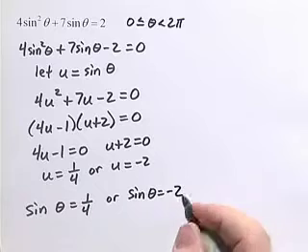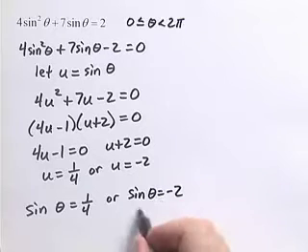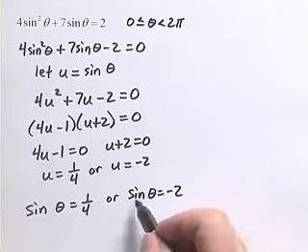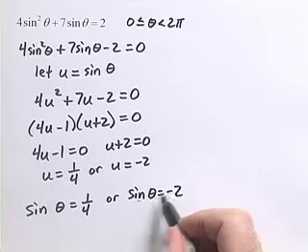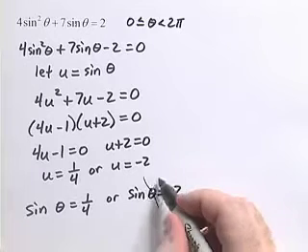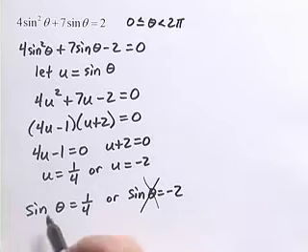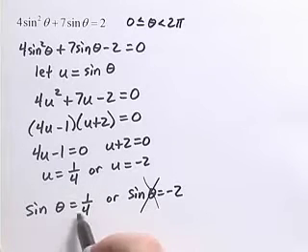to negative 2. Now we can see that this second equation will have no solutions because there is no angle theta that we can take the sine of and get negative 2. So that equation is no good to us. So we just need to work on this. Sine of theta is equal to 1/4.